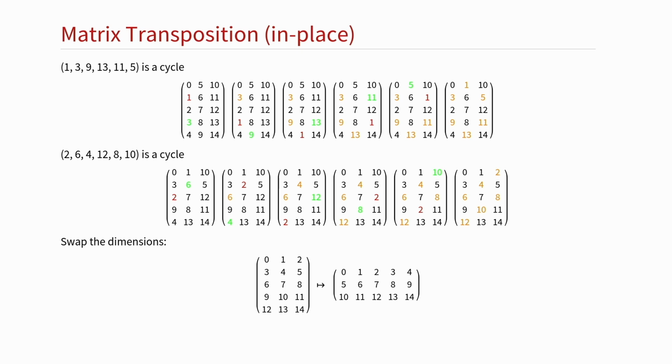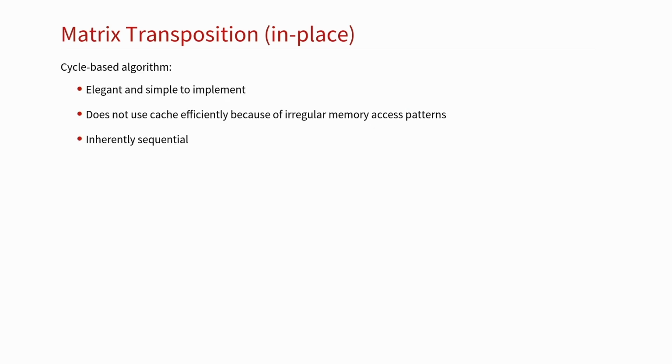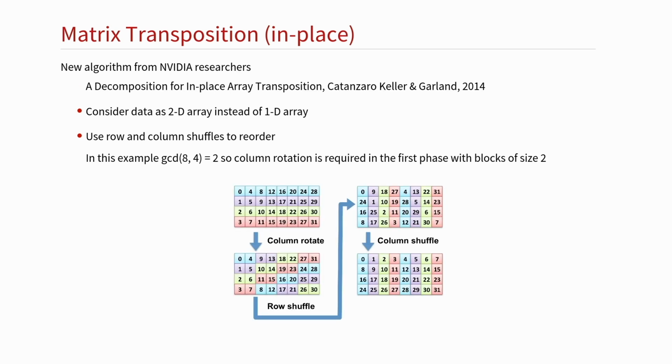But you might notice one thing about this. This data movement is all over the place. These cycles have a rather arbitrary pattern, and that's not good for data locality, and it's also impossible to parallelize. So this is a good basic algorithm, quite easy to implement, but not good for data locality for large matrices, and not good for parallelization. Elegant, simple to implement, doesn't use the cache efficiently, and it's inherently sequential.